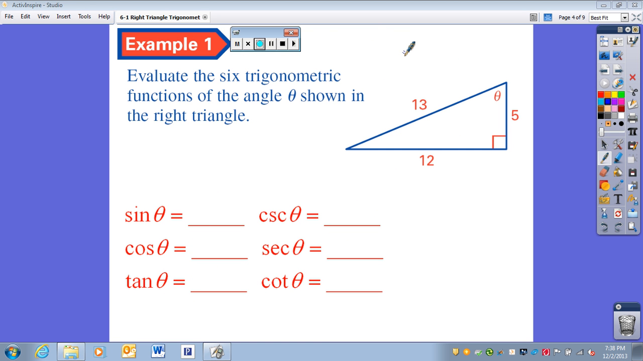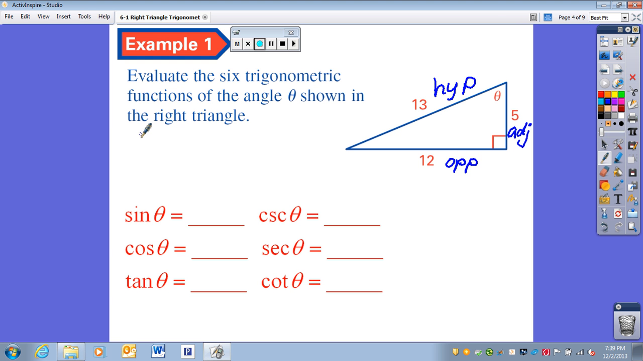In this example, we would like to evaluate the 6 trig functions of the angle theta, shown in this right triangle, using the measurements of 13 for the hypotenuse, and as compared to theta, 5 will be the measurement of the adjacent side, and 12 will be the measurement of the opposite side as compared to theta.